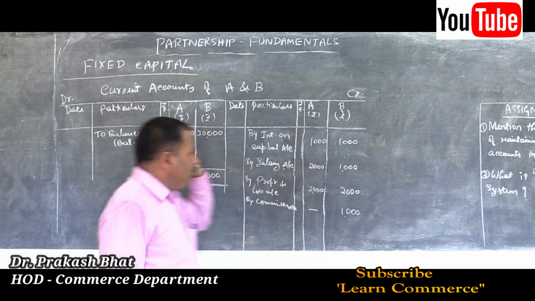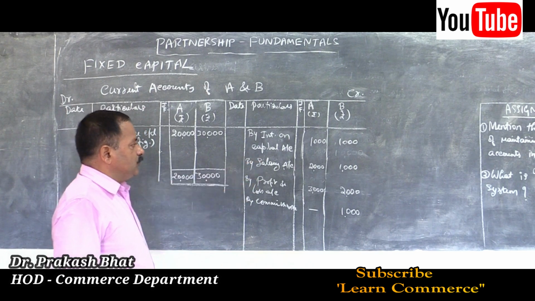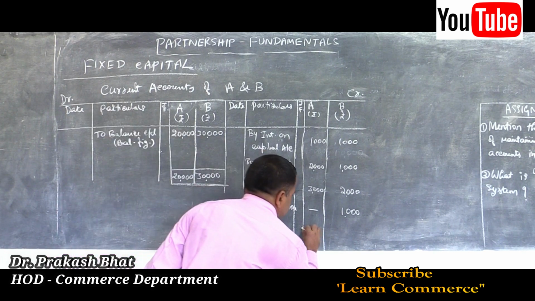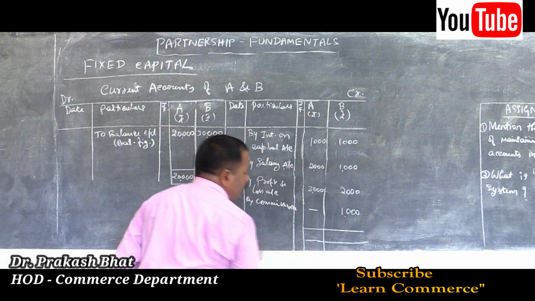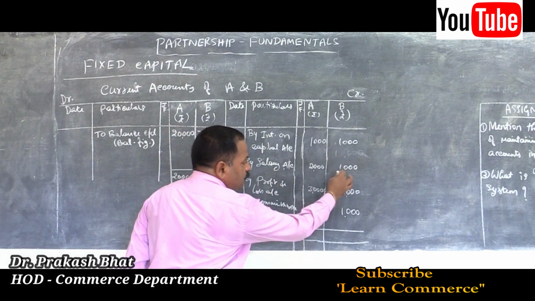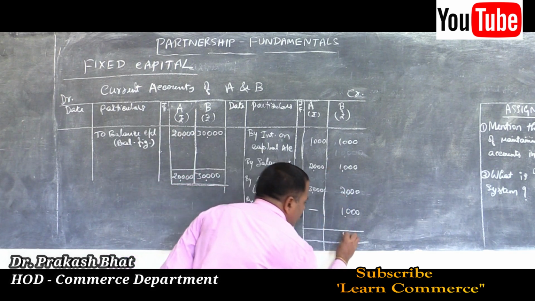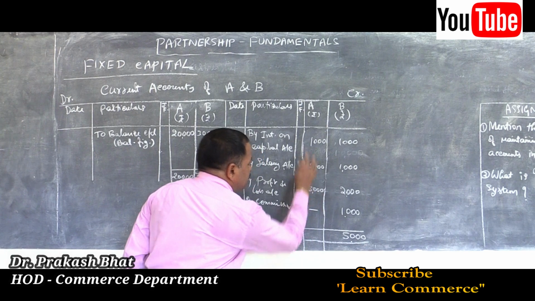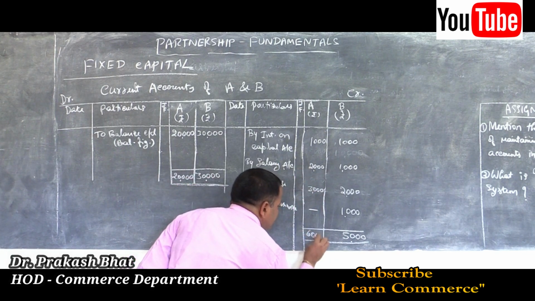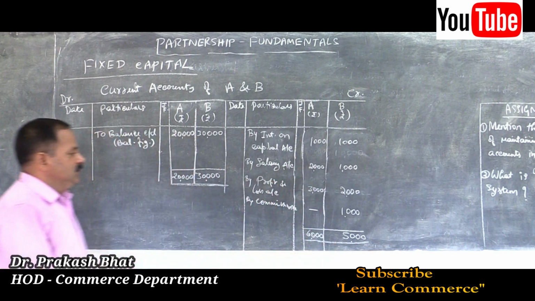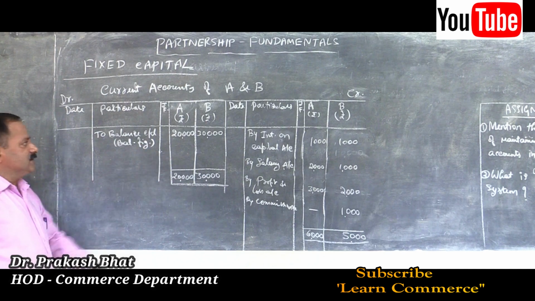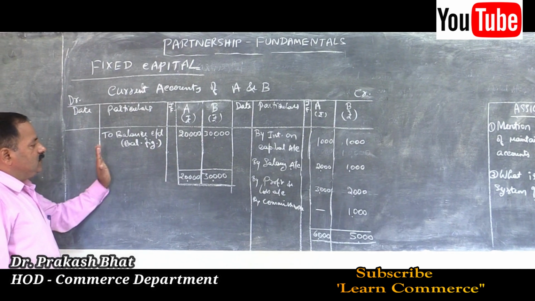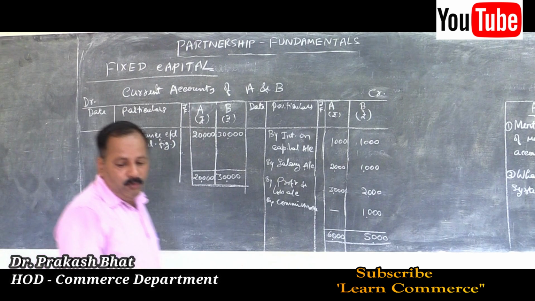So these are the 4 items I took. Now let us close this and find out the balance. 1, 2, 2 plus 2, 4 plus 1, 5. See, without a calculator we can solve this problem. So here 2 plus 3, 5 plus 1, 6, 6,000. This is the total of the credit side. Credit side. Then here we can enter only one item.